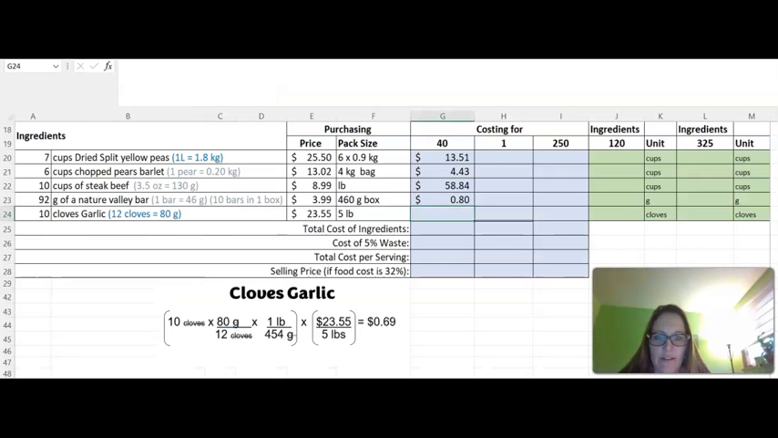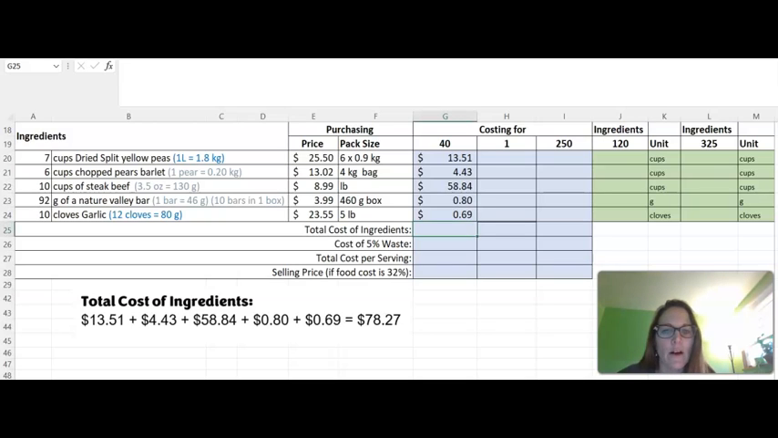Looking at our garlic here, in our written calculations, we're going to do our equal sign, and then we're going to open bracket, click on our 10, and then we're going to multiply that by 80, and then divide by 12, and then we're going to divide by 454, close bracket, multiply, and then open bracket, and we're going to click on our price per unit, and divide by 5, close our bracket, and then we're going to get the same answer, 69 cents.